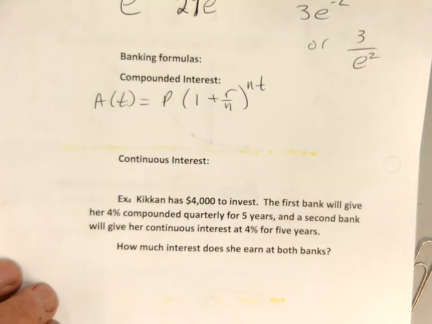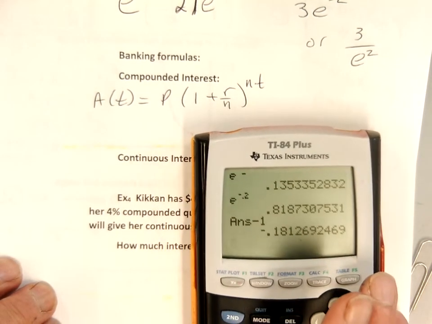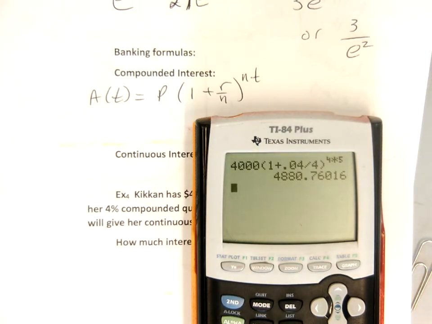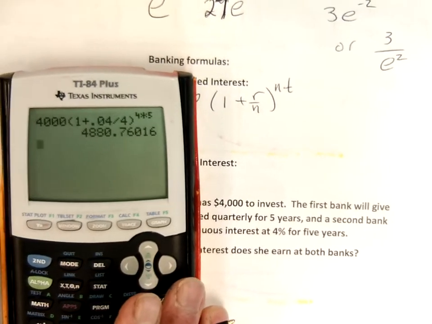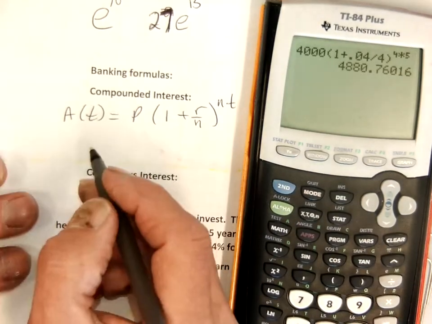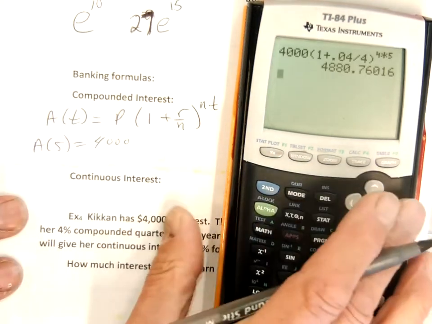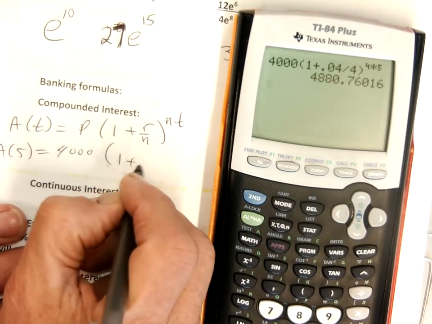So we're going to take our calculator. I'm going to go 4,000 times 1 plus 0.04 divided by 4, to the power of 4 times 5. Okay, see if you can get that in your calculator, just like that. Okay, that's my answer. See if you can get that answer. Okay, can you get that answer?